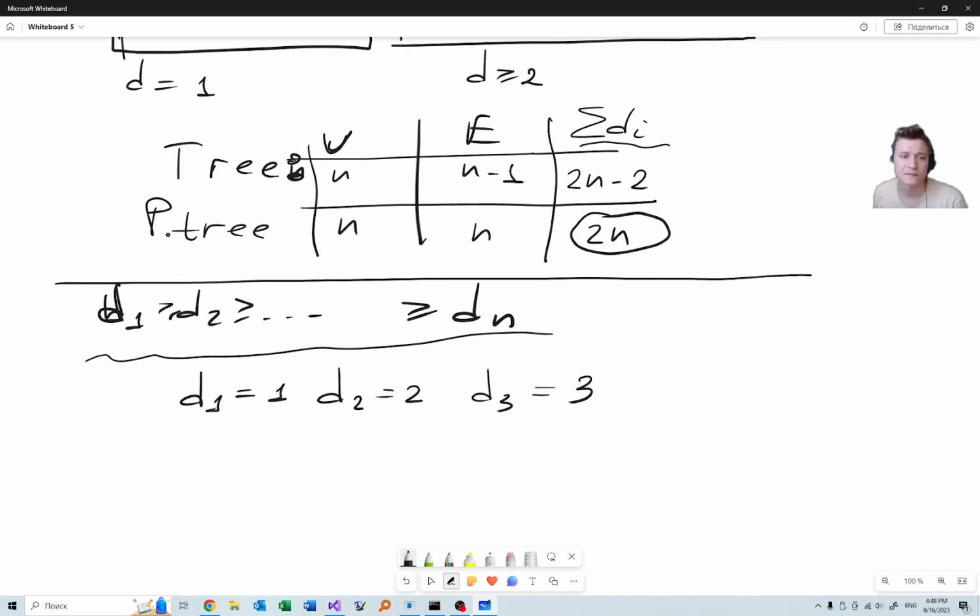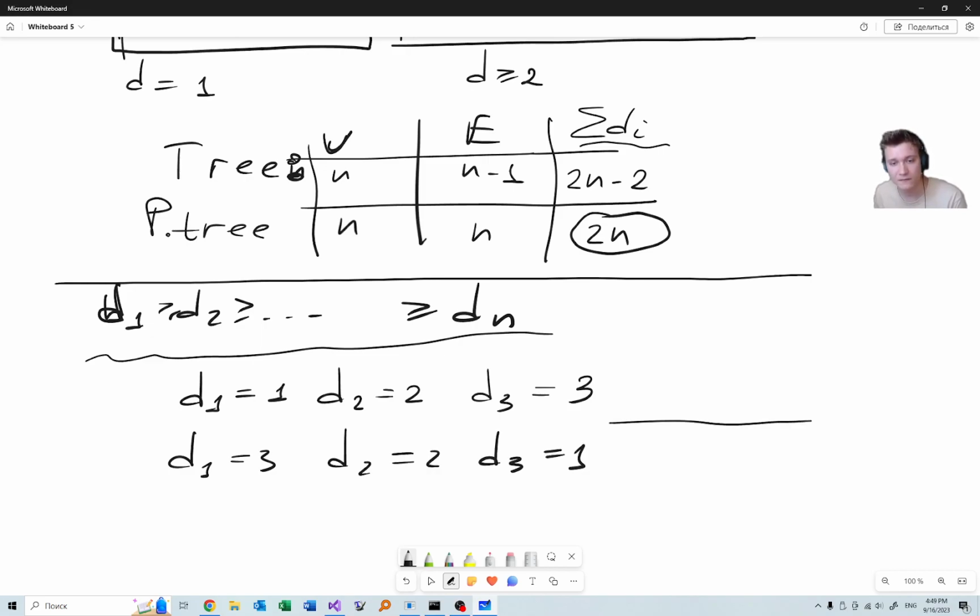I don't like it, though. Okay, let it be. I think there is no tree like this, but let's assume that it exists. So after the sorting, you will get d1 equals 3, d2 equals 2, and d3 equals 1. And you will construct a graph if it exists. And it doesn't, but we will forget for a while about that.